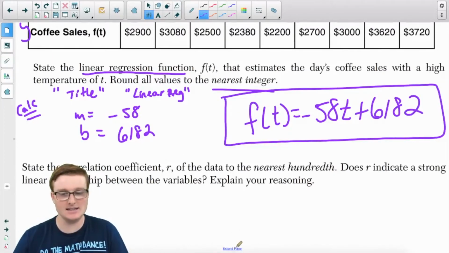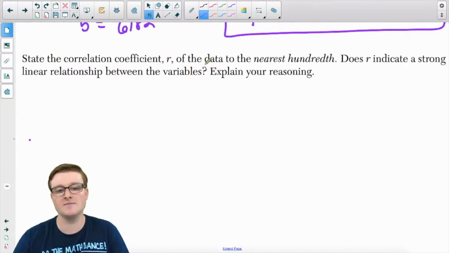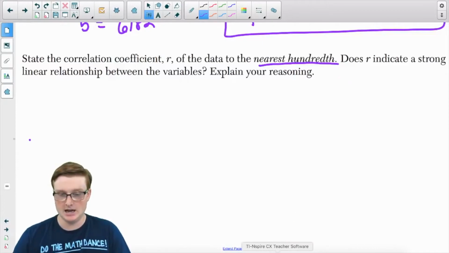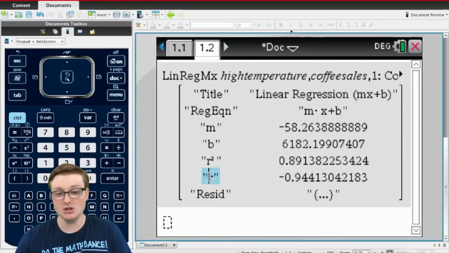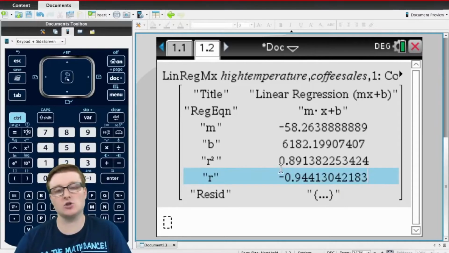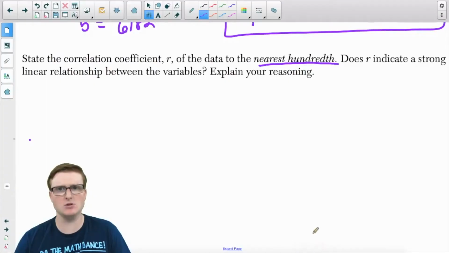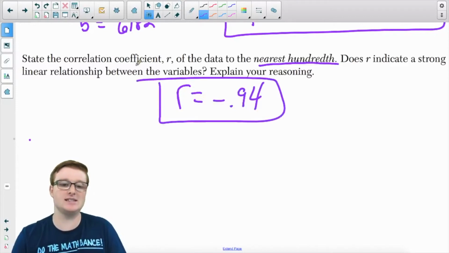Then it says, state the correlation coefficient R of the data to the nearest hundredth. Does R indicate a strong linear relationship between the variables? Explain your reasoning. So go back here. You look at your R value, not R squared. You don't want R squared. You want R: negative 0.94. Is that a strong relationship? Absolutely it is, because it's very close to negative 1. So I'm going to say R is equal to negative 0.94. That is your answer. That's stating it.